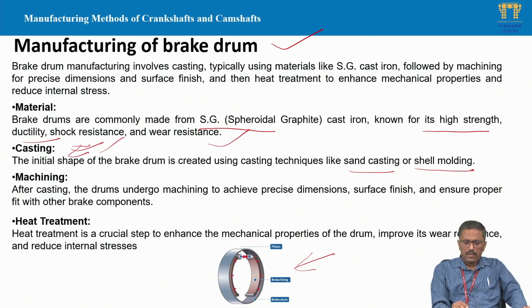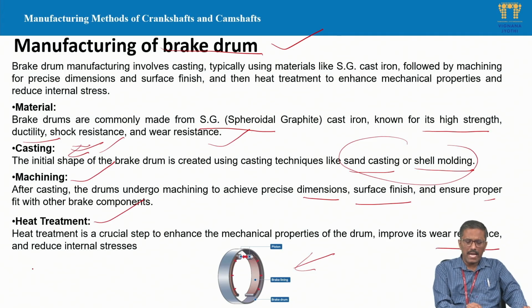After making the brake drum using these two processes, this component undergoes the machining process to improve the dimensions, surface finish, and ensure proper fitting. After that, the same component undergoes heat treatment to improve the wear resistance and reduce the internal stresses. And this is the schematic view of the brake. Okay, so that's all for this session.